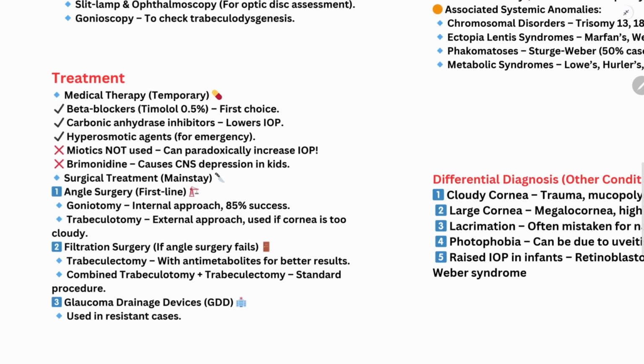So what is the treatment? Treatment is very easy. First one is beta blockers, which are the first choice. Second one, carbonic anhydrase inhibitors, which lower the IOP. And hyperosmotic agents for emergency. And the important point is miotics should not be used here. And brimonidine is also contraindicated because it leads to CNS depression in kids. And surgical treatments are angle surgery, filtration surgery, and glaucoma drainage devices. So these are the surgeries that you must remember here. Okay.